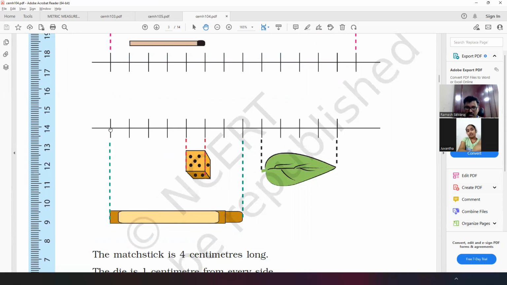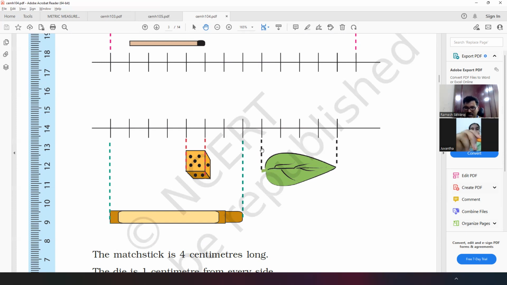Start with 0. This is 0, then 1, 2, 3, 4, 5, 6, 7. So this is totally 7 centimeter long, right? Yeah. Okay. Can you measure this leaf? How much long? Start with 0. 0, 1, 2, 3, 4, 5, 6, 7, 8, 9.